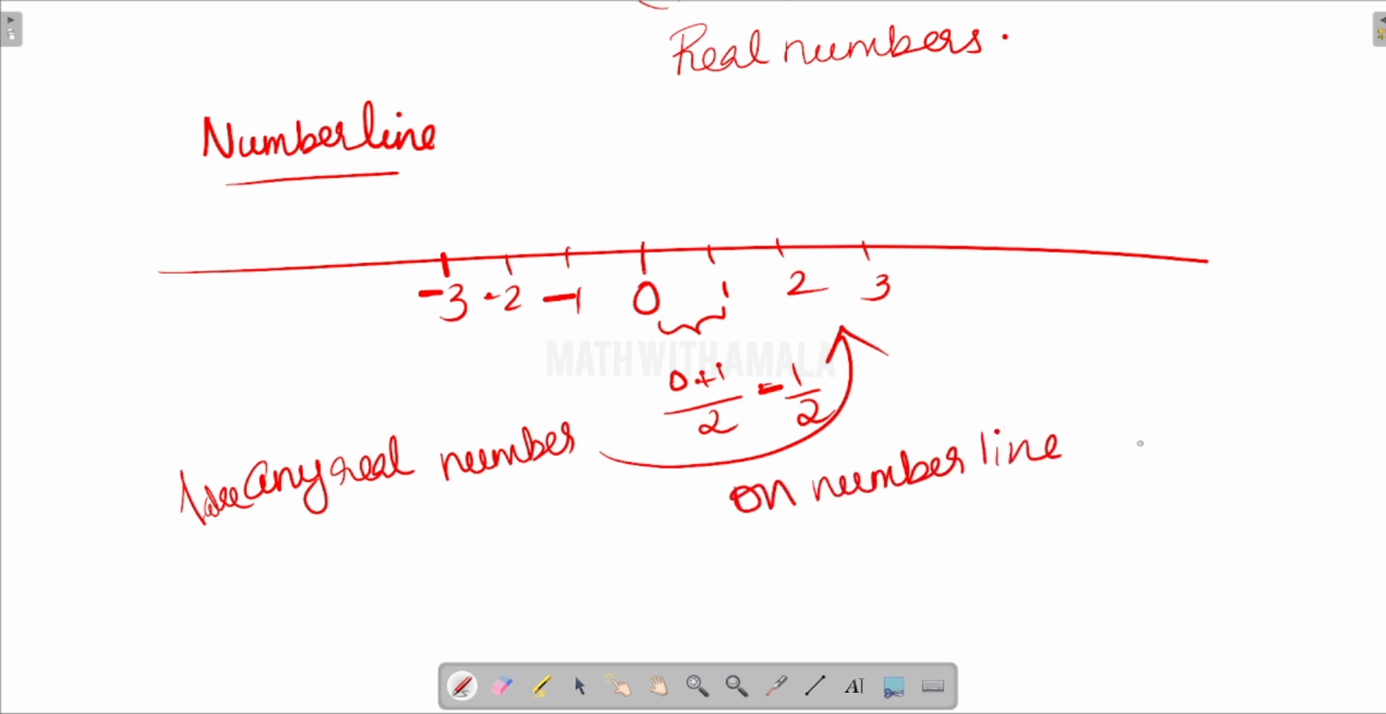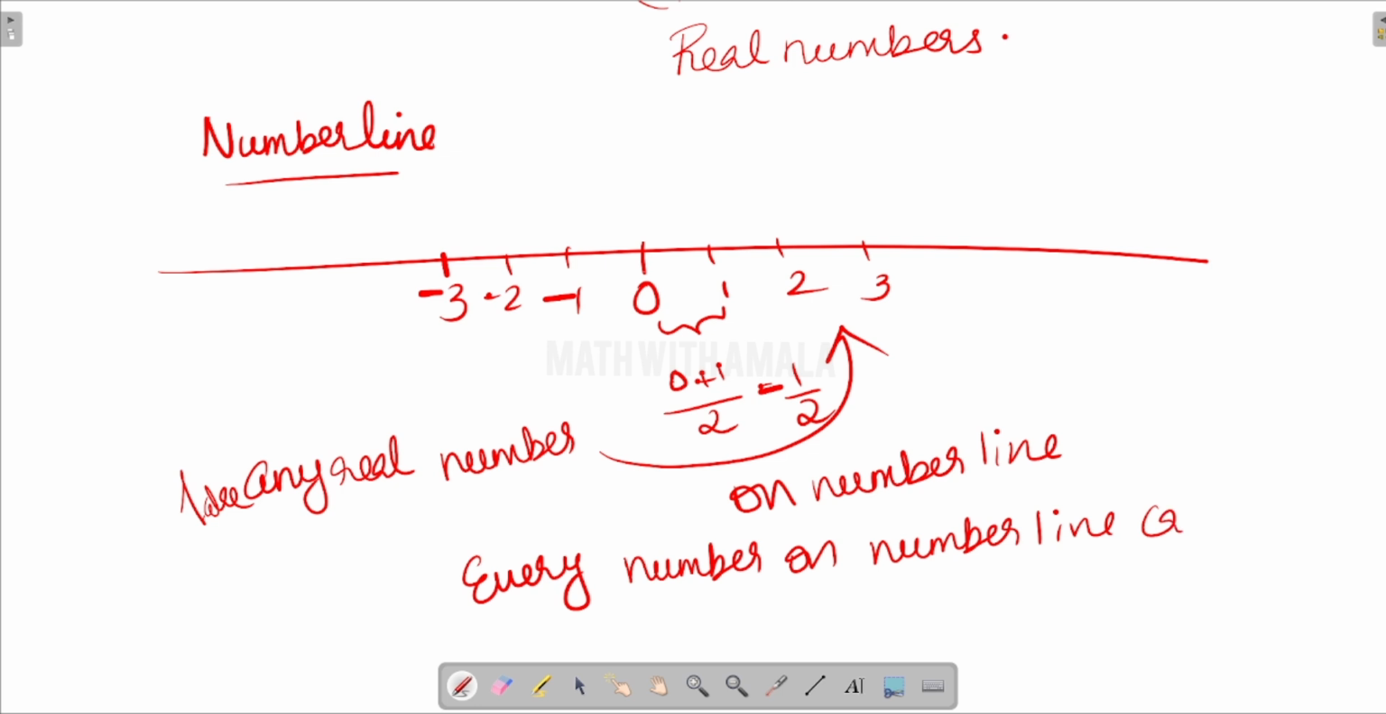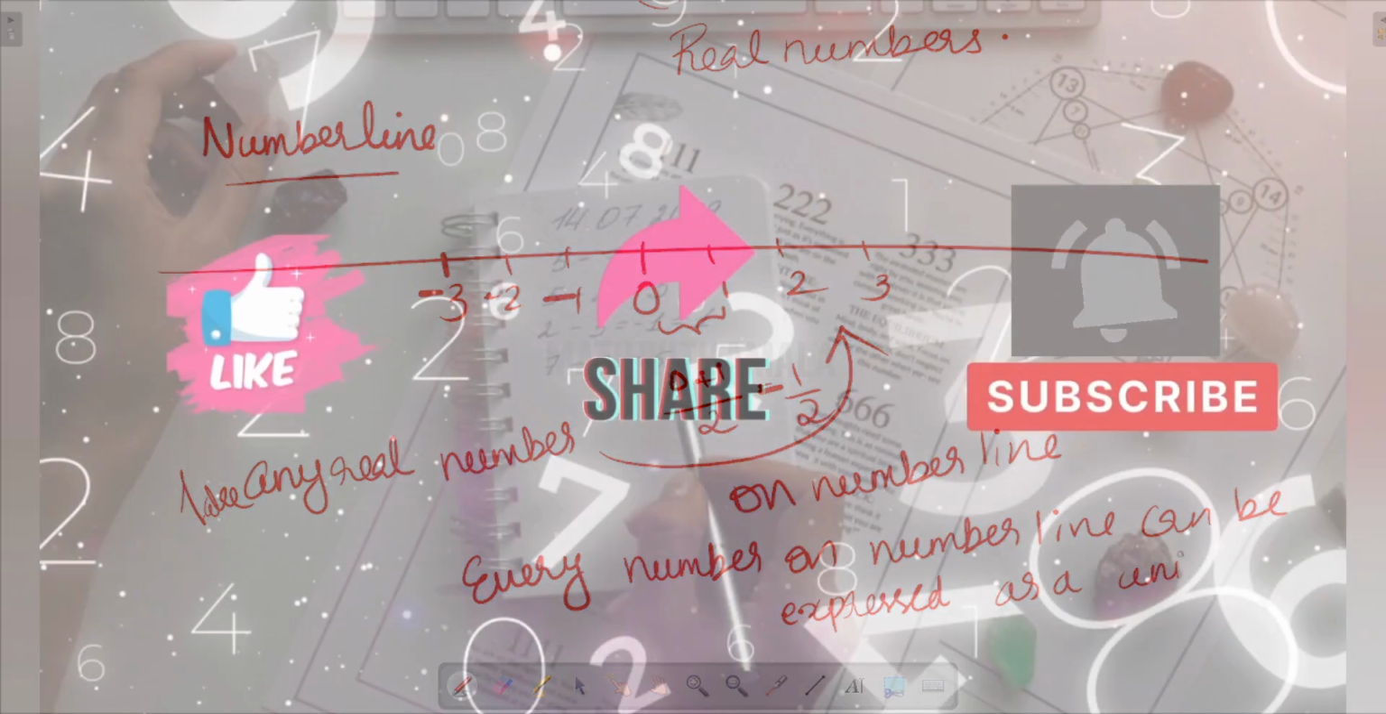So if we take any number in between, like 1 by 2, it has a particular place in the number line. So we can say any real number should be on the number line. So every number on the number line can be expressed as a unique real number.